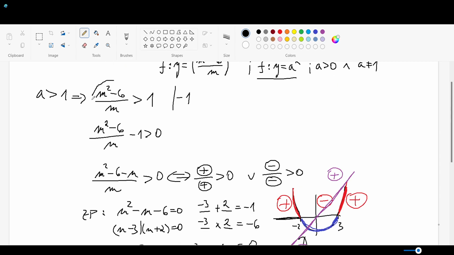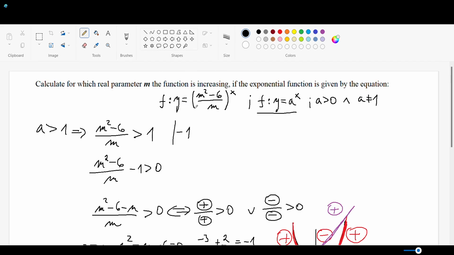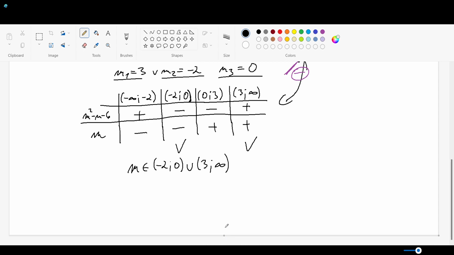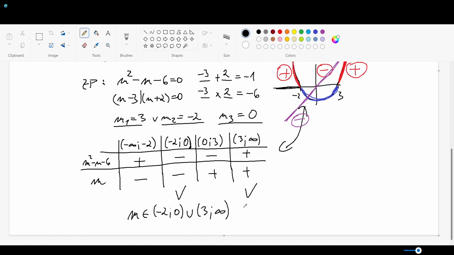Basically we started here, and this was the condition for the function defined at the very beginning to be increasing. Okay, let me just show you this for a while.